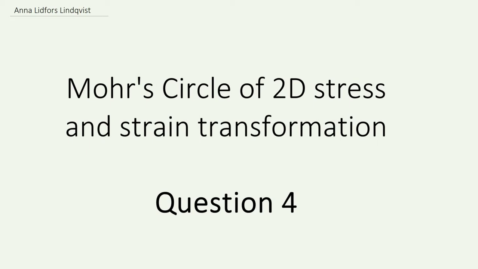This is the solution video for question 4 for the modules of Mohr's circle of 2D stress and strain transformation. In this question, we have a strain rosette mounted on a beam at a 60-degree angle, and we have the following readings. We need to determine the in-plane principal strains and the maximum in-plane shear strain and average normal strain. In each case, show the deformed element due to these strains.